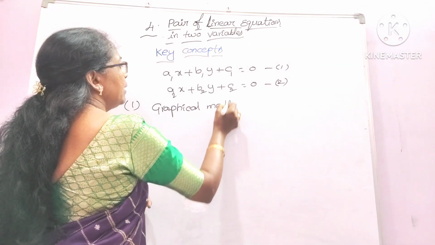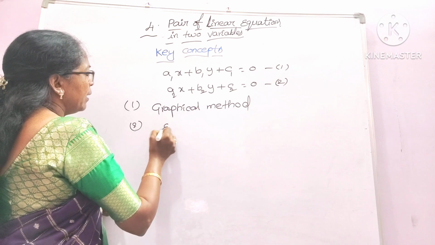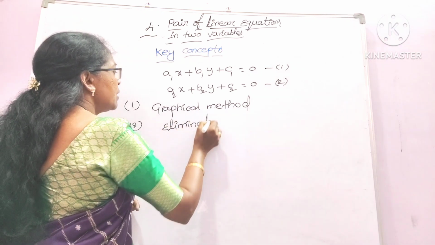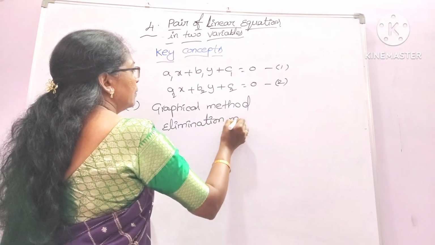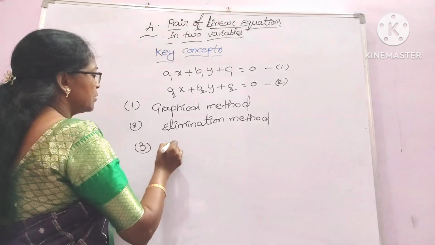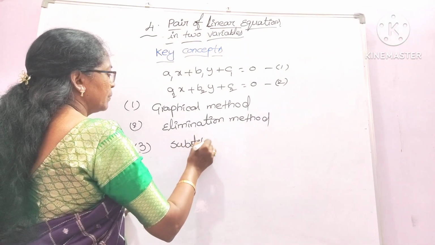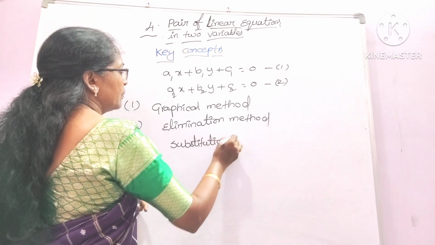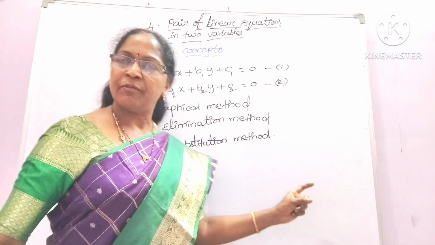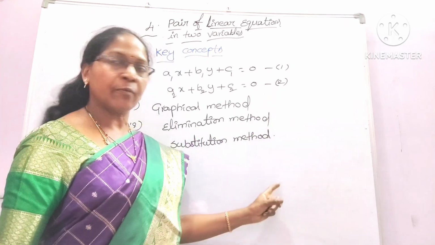and the second one is the elimination method, and the third one is the substitution method. By using any one of these three methods you can find out the variables x and y.